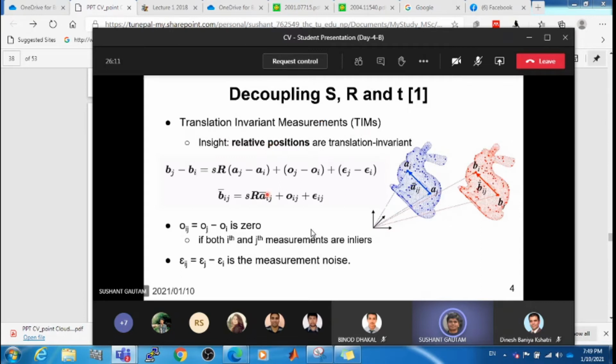Look at this TIM equation. It doesn't have T. Everything is familiar except o_ij and epsilon_ij. o_ij is 0 for an inlier and an arbitrary number for an outlier. epsilon_ij is just measurement noise.